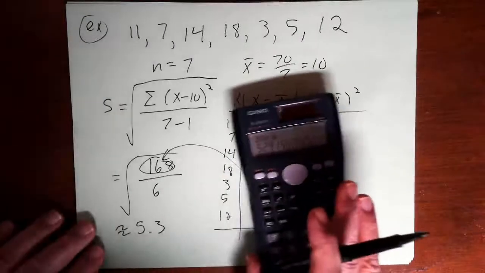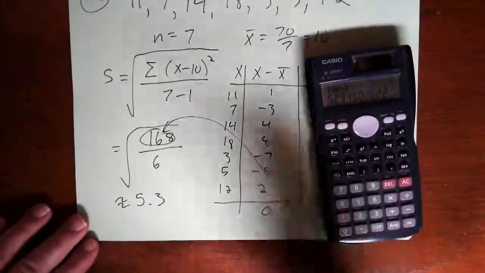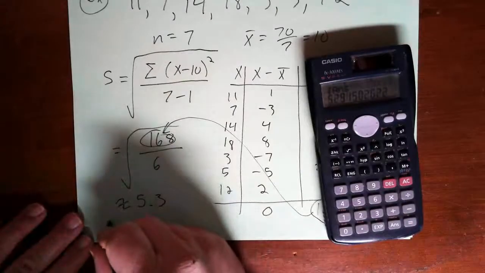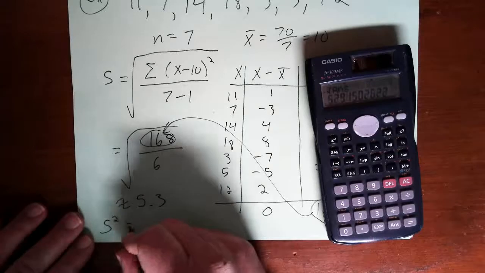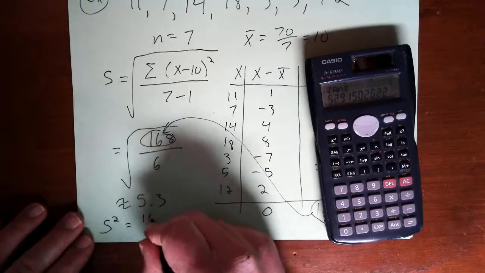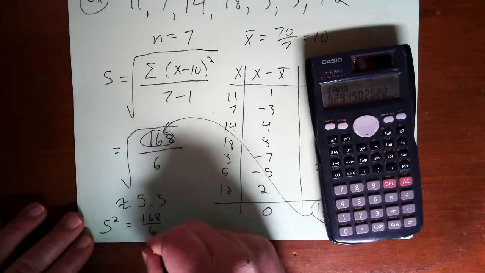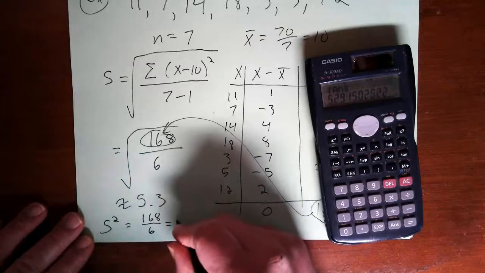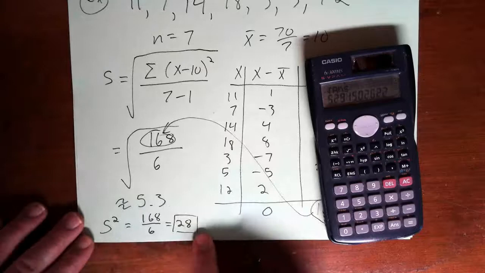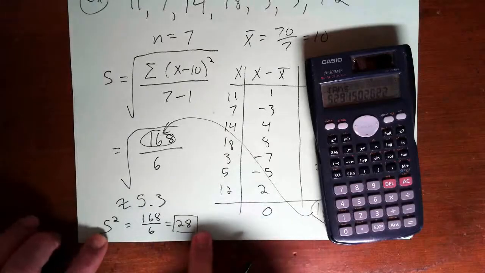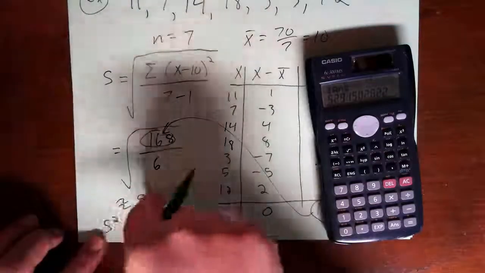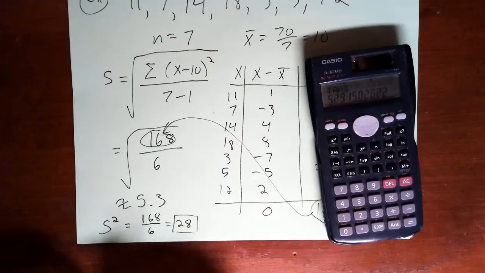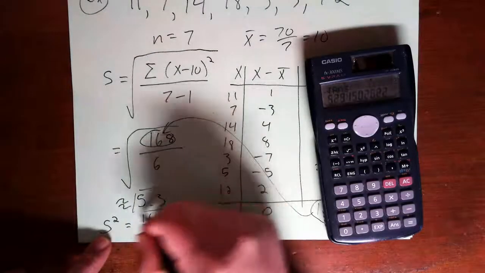Okay? So if you were to actually write this out, they would say the symbol for the variance is s squared, and in this case it would just be 168 divided by 6, and in this case that is 28. And so that is the variance. S squared is 28. So the variance is 28. Then I take the square root of the 28 and get 5.3, and that is the standard deviation.